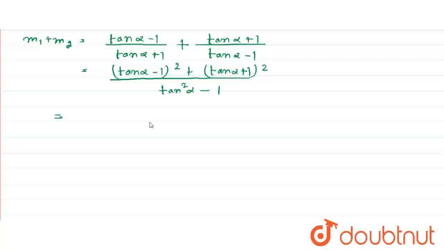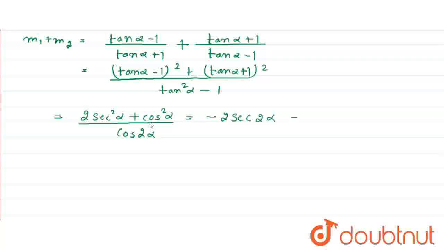So (tan alpha minus 1) whole square plus (tan alpha plus 1) whole square gives 2 secant square alpha, and in the denominator minus cos 2 alpha over cos square alpha, I can write it as cos 2 alpha, which is equal to minus 2 secant 2 alpha, and this is equal to what? Minus 2h. And so secant 2 alpha is equal to what? Secant 2 alpha is equal to h, right?